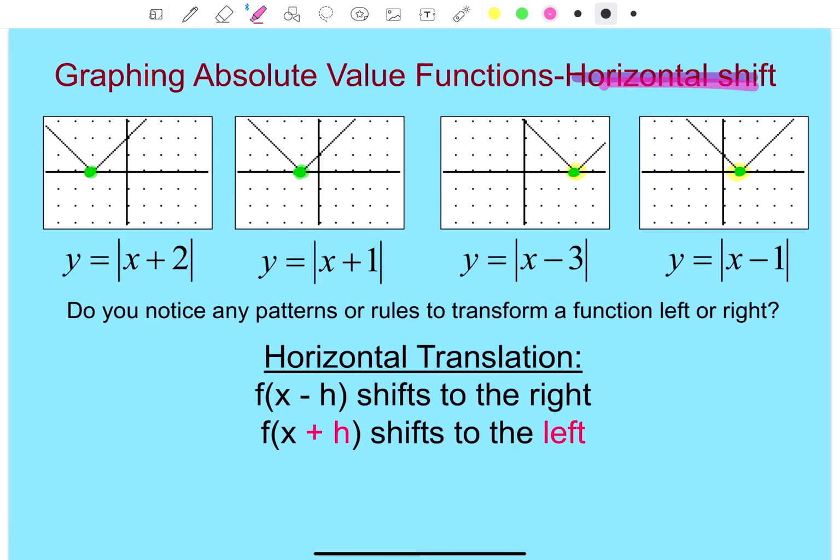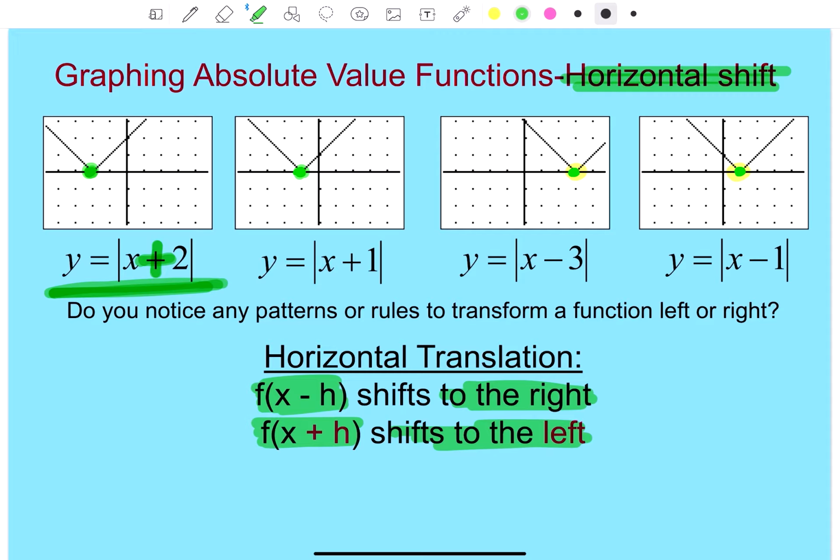We're going to look at some examples of horizontal shifts for this graph. For the horizontal shifts, the first example is y equals absolute value of x plus 2. When the number is subtracted inside the absolute value function, it shifts the graph to the right that many units, whatever h is. If that number is added inside the absolute value function, it would be shifting the graph to the left that many units. So here we have y equals absolute value of x plus 2. Because it's added inside, it would be shifting the graph 2 units to the left.